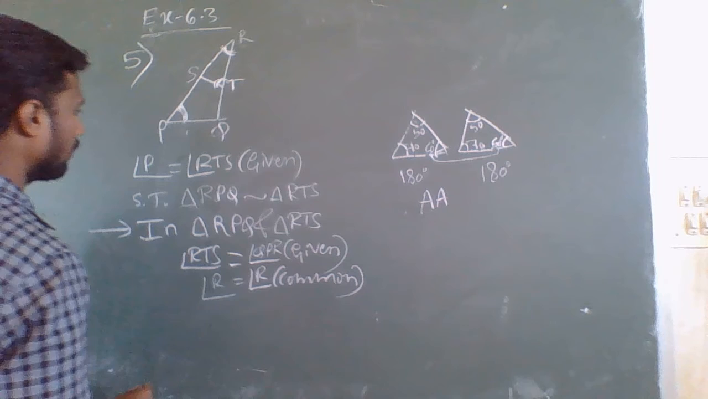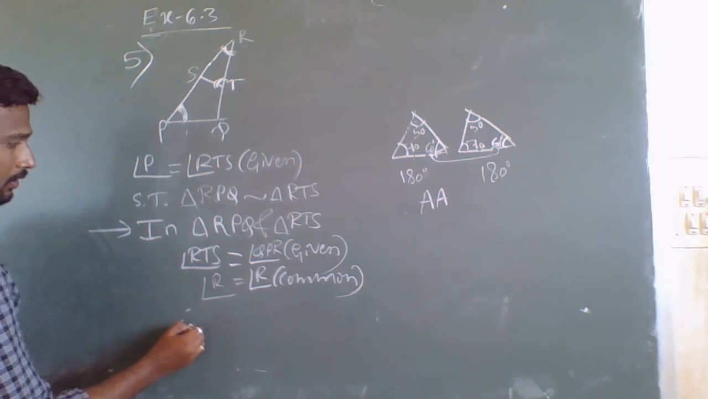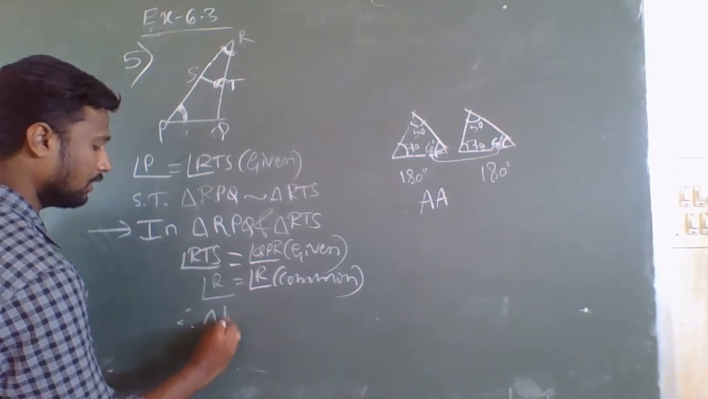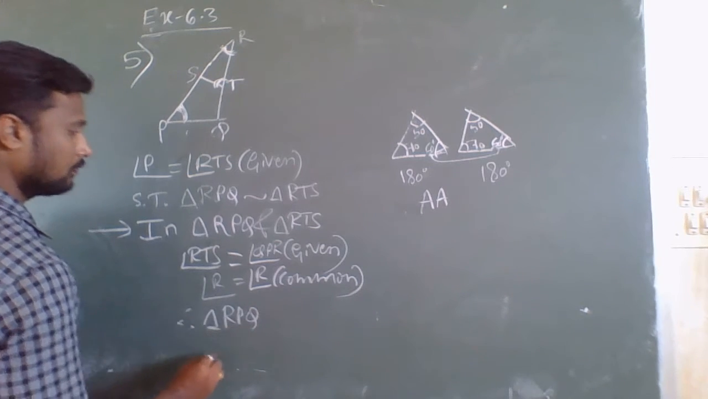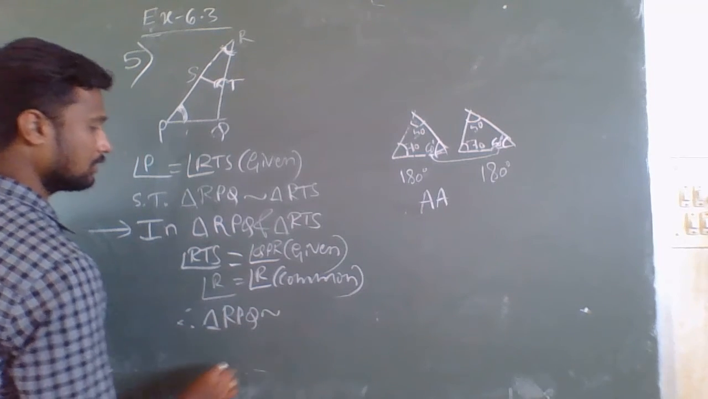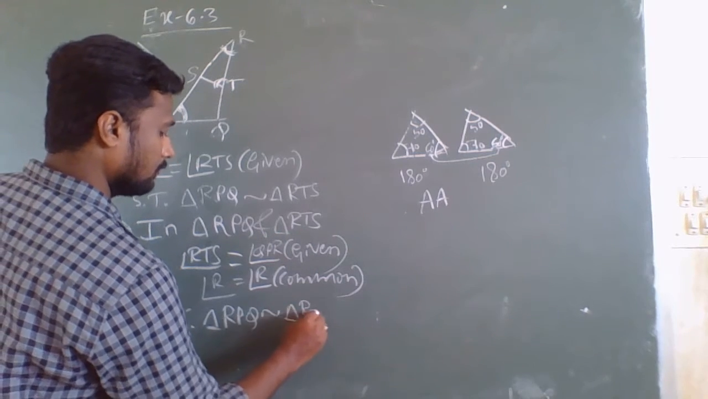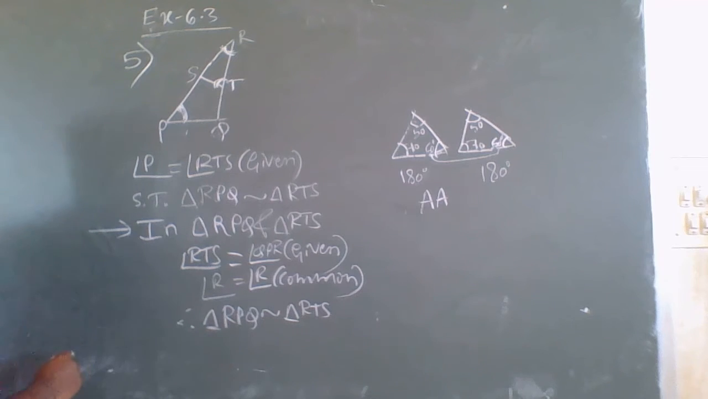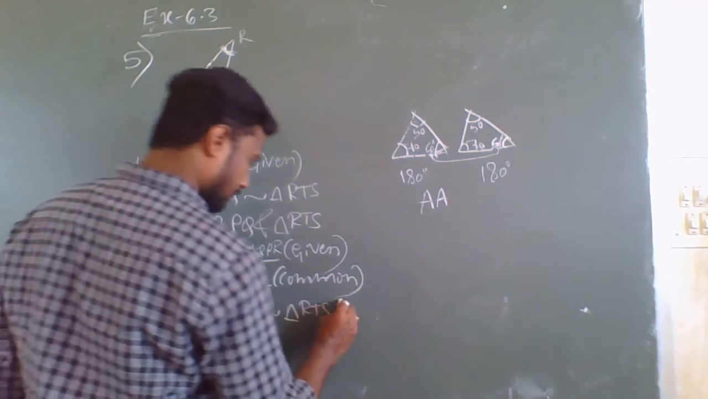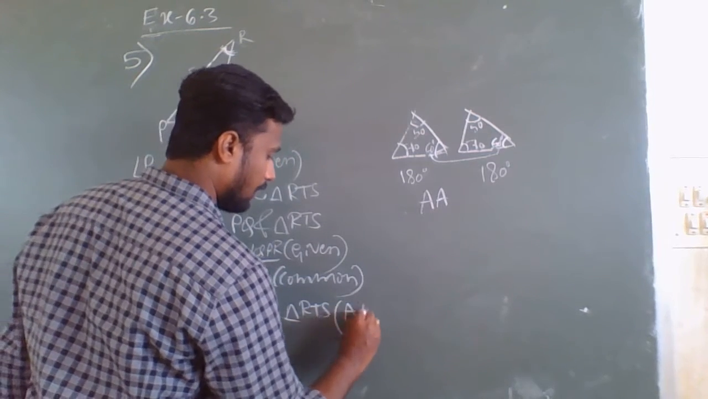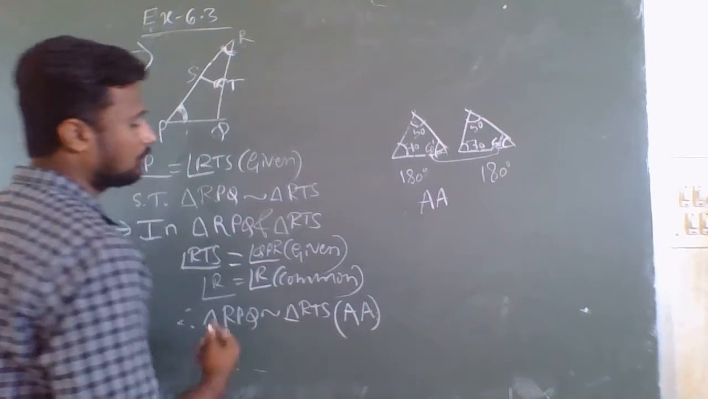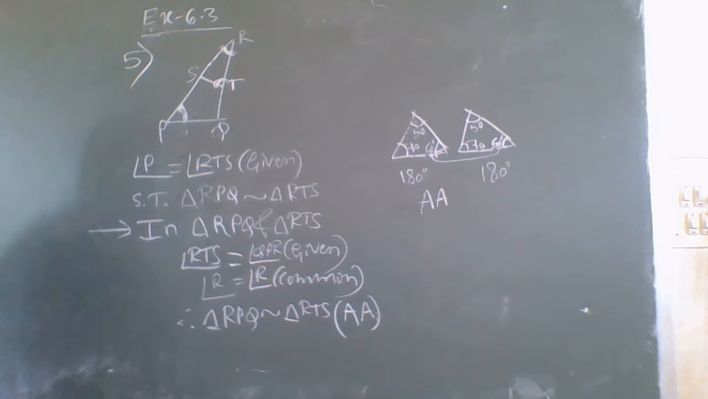Therefore, we can write that triangle RPQ is similar to triangle RTS by AA. These two triangles are similar by angle. This is the fifth problem. Now I will go to the sixth one.